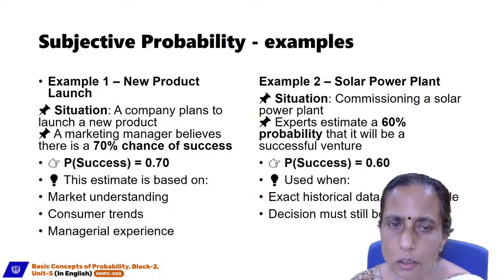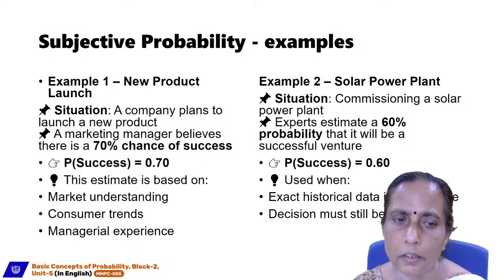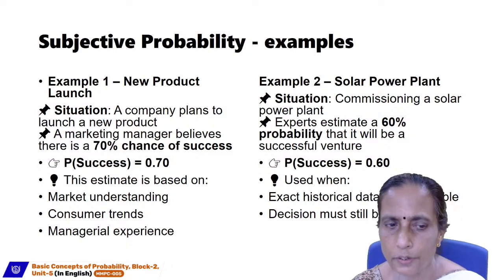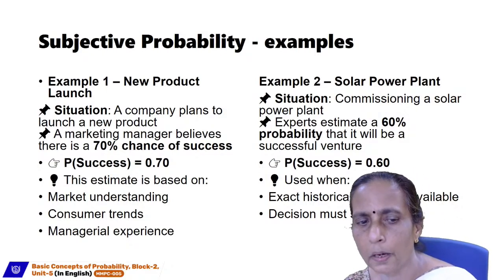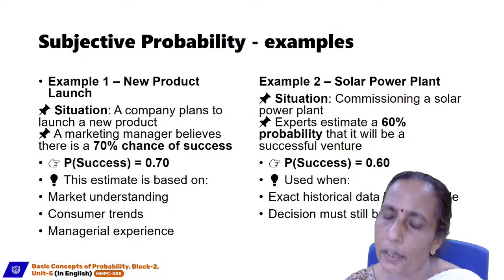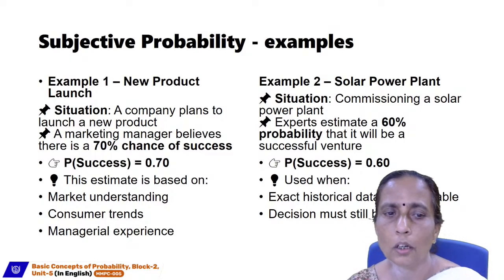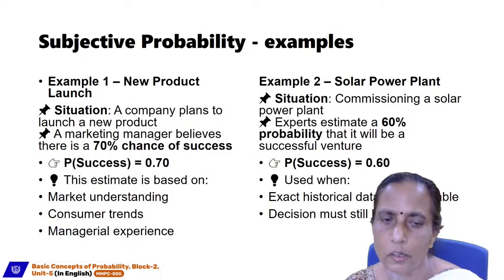Suppose a new product launch: a company plans to launch a new product. The marketing manager believes there is a 70% chance of success. So the probability of success is 0.70. This estimate is based on market understanding, consumer trends, and the managerial experience of the marketing manager.